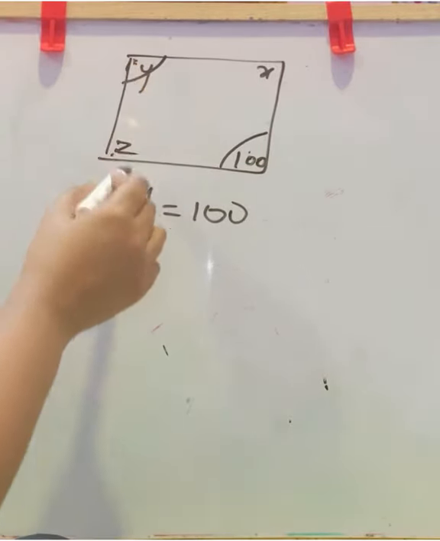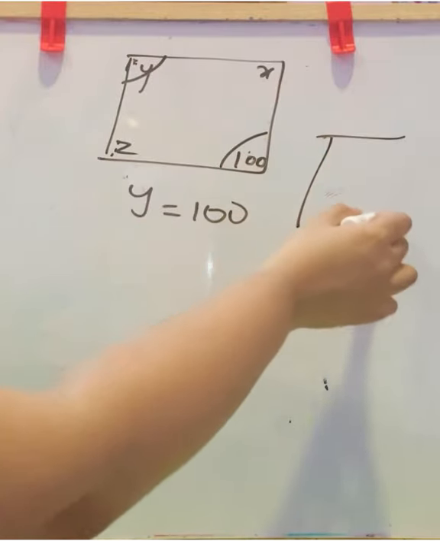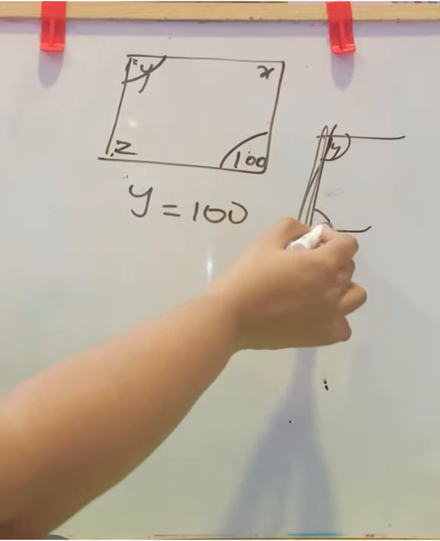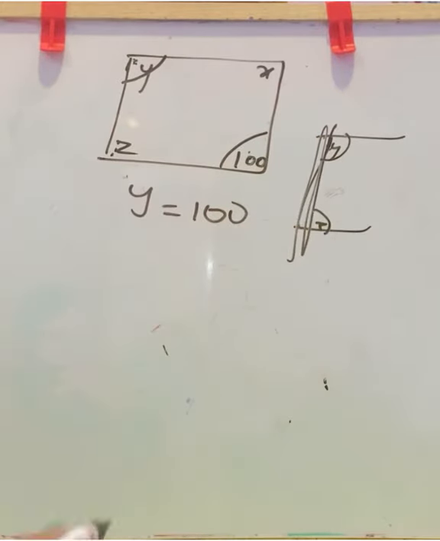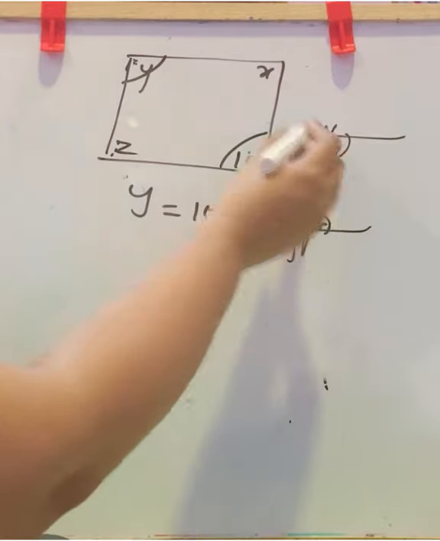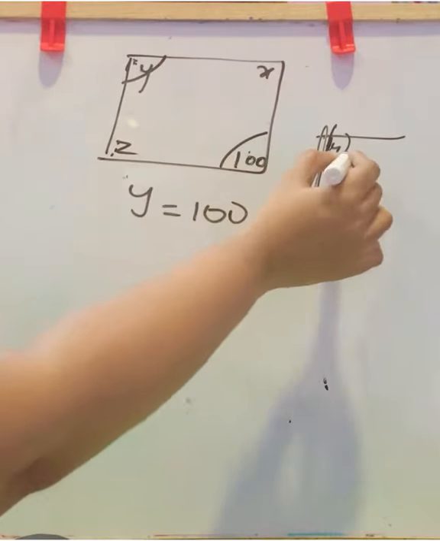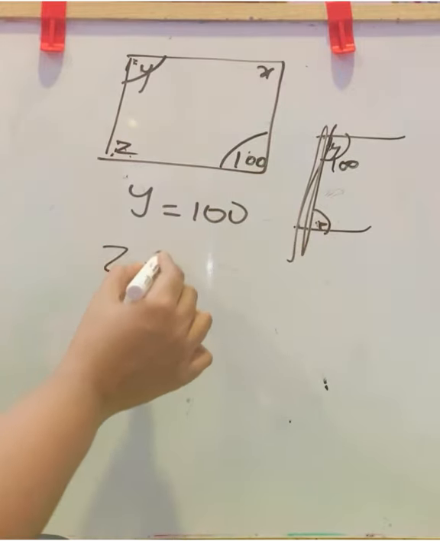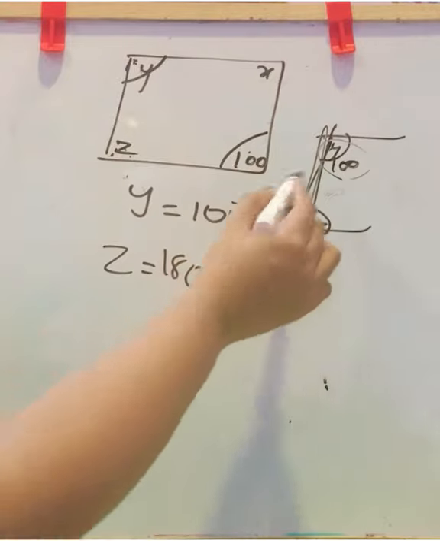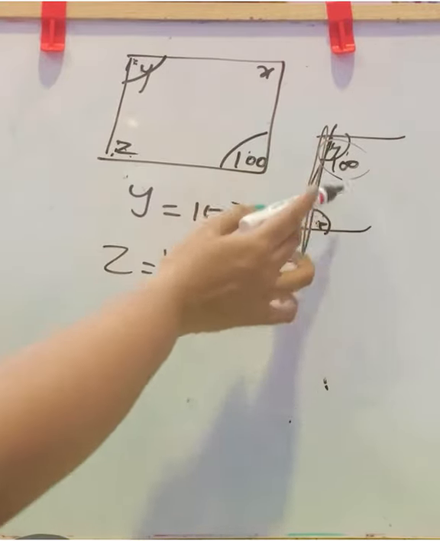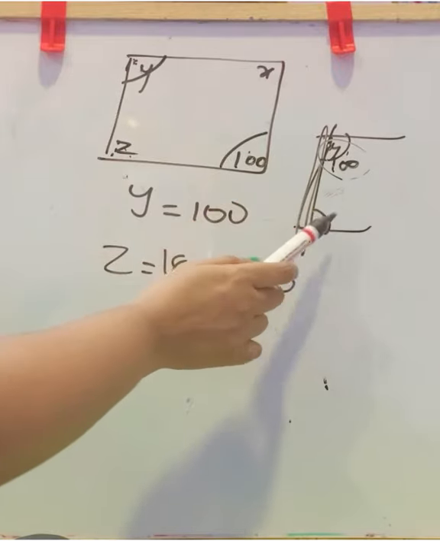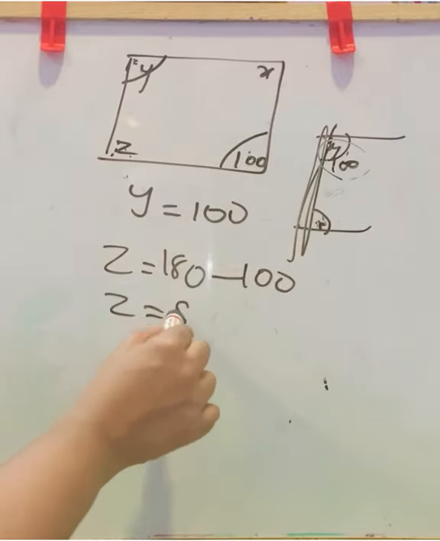Considering these two angles, this is a parallel line and this is a transversal falling on it. This is y and this is z. We know these are consecutive interior angles and their sum is 180. Here we got y is 100, so their sum is 180. So z is equal to 180 minus 100. Total we will get 180, so this single angle means 180 minus 100. You will get this angle, that is z is 80.